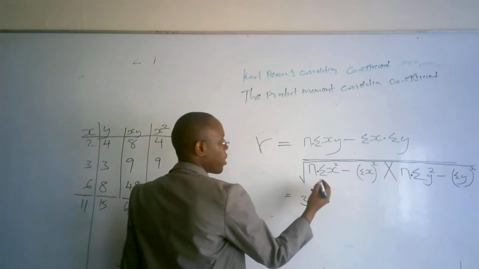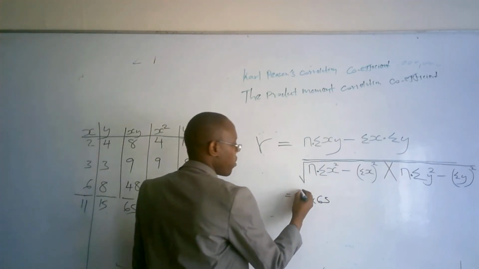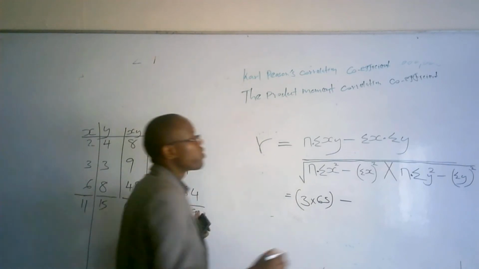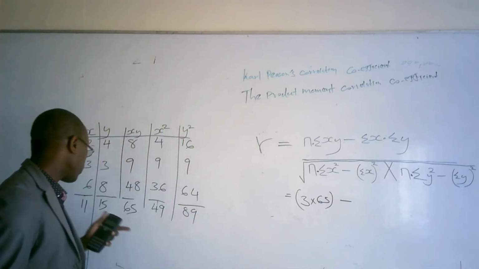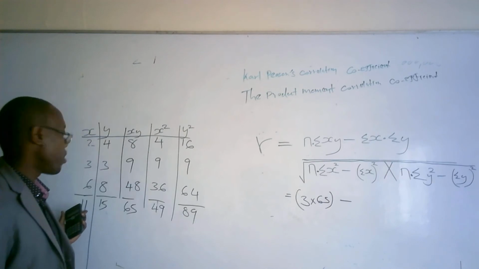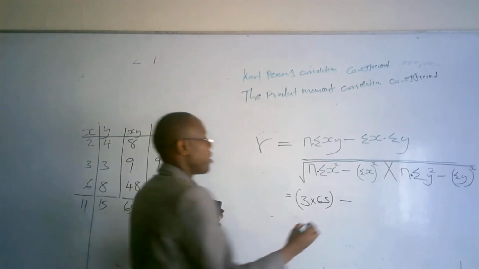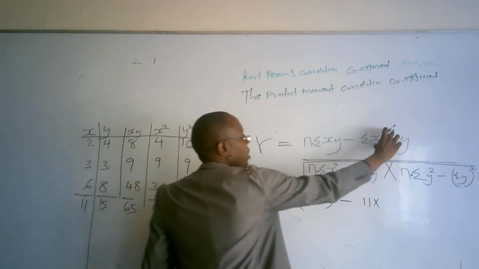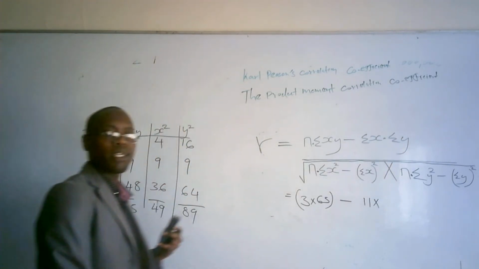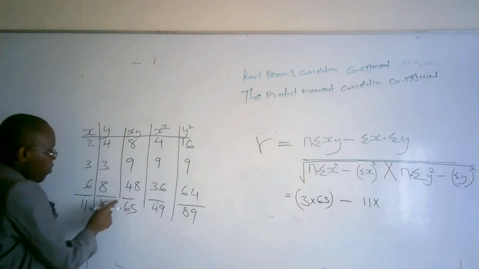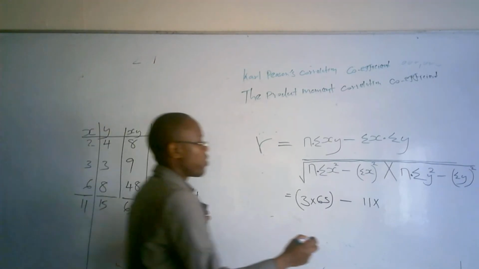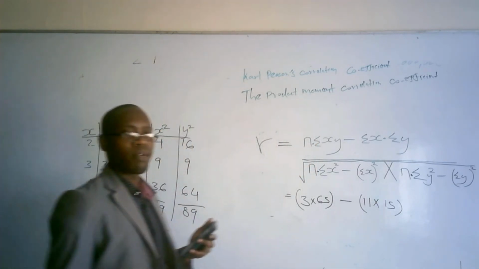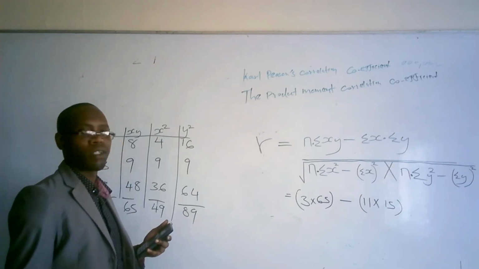And then, let me put it inside a bracket for neatness so that you can follow it in a proper way. So minus summation x. You can see that summation x in this case is 11. So it's going to be 11 multiplied by, because there's a dot here signifying multiplication, summation y. And summation y is actually 15. Let me also put that one inside a bracket for neatness purposes.